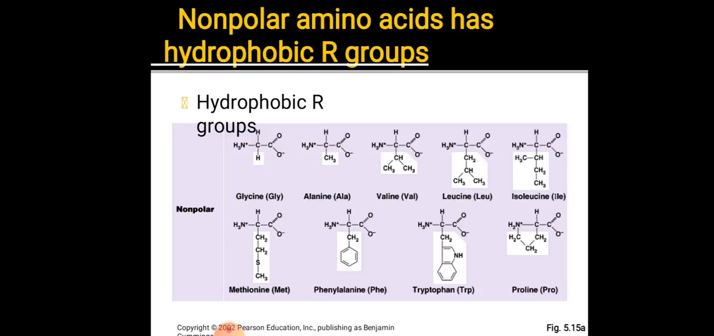Nonpolar amino acids have a hydrophobic R group. For example, the R group might be hydrogen, CH3, and so on, which are present in glycine, alanine, valine, leucine, isoleucine respectively. Also nonpolar: methionine, phenylalanine, tryptophan, proline.